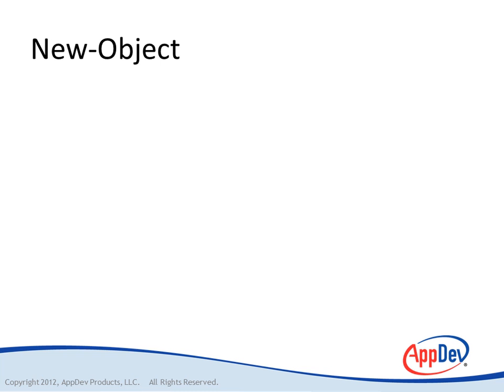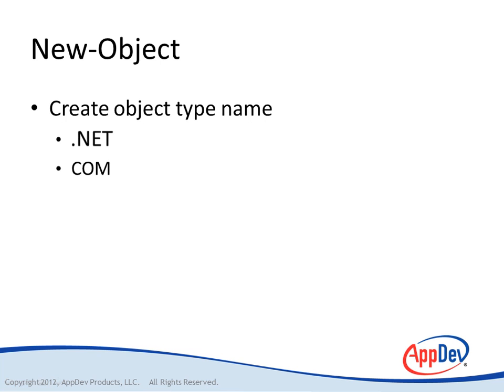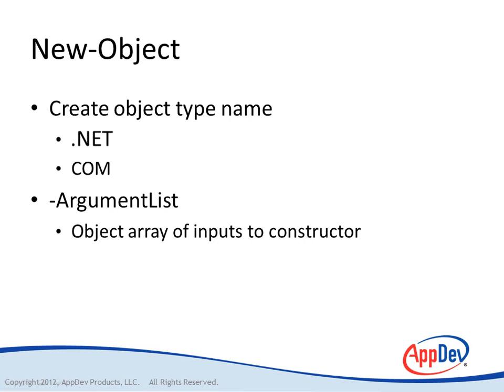Now, of course, although there are many .NET classes that have a parse method, most of them don't. And so if you want to create a .NET object, you need to use the New-Object cmdlet. And what it does is it creates a new object given a type name. And this works both with .NET objects but also with COM objects. New-Object is fairly straightforward to use. The primary parameters of this cmdlet are the ArgumentList. This is an object array of the inputs into the constructor.